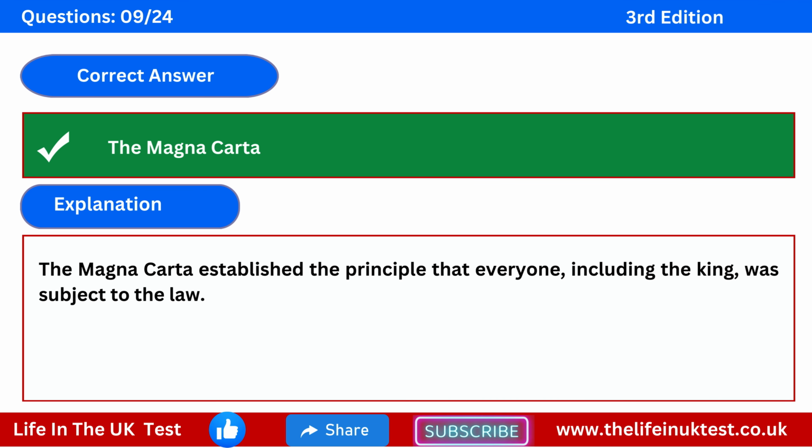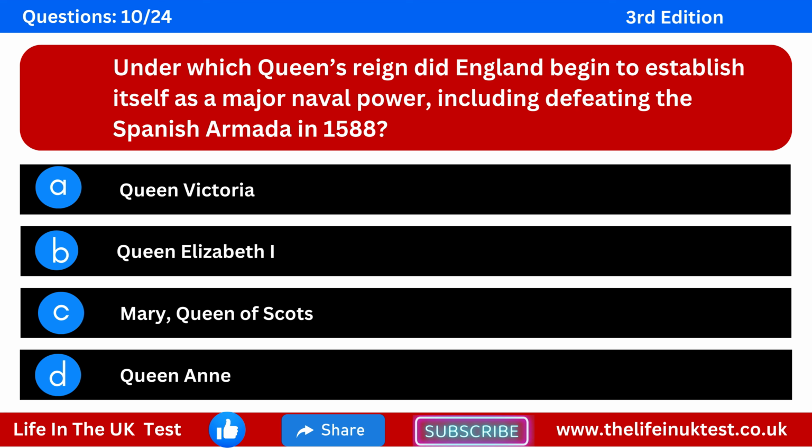The correct answer is the Magna Carta. Explanation: the Magna Carta established the principle that everyone, including the king, was subject to the law. Question 10. Under which Queen's reign did England begin to establish itself as a major naval power, including defeating the Spanish Armada in 1588? Option A, Queen Victoria.